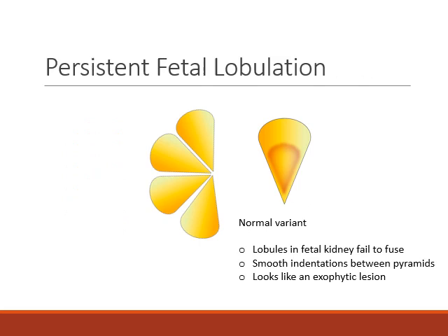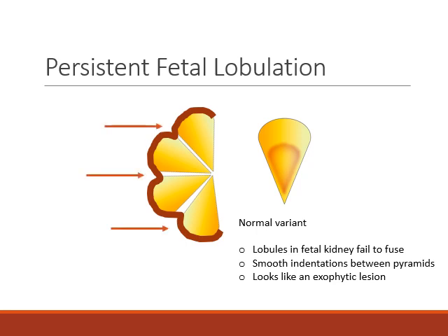Now, if these renal lobules do not fuse together properly, then you get the second pseudo-lesion, which is persistent fetal lobulations. This is a normal variant where the lobules, as I've said, haven't fused together and the kidney surface will look bumpy because of these indentations between the pyramids. It can therefore look like exophytic lesions, but the key here is that you're going to see columns of Bertin on each side of these exophytic areas.